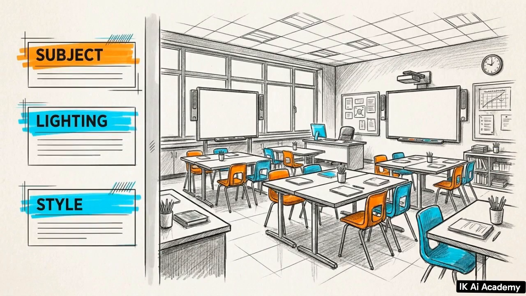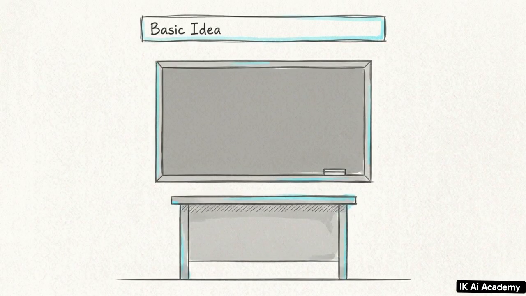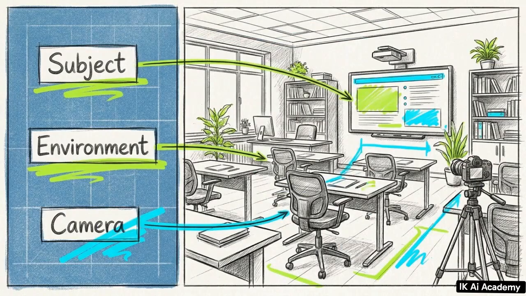AI behaves based on the specificity of your instructions. If you feed the system a basic, unstructured prompt, you get a basic, unpredictable image. To get professional results, we must provide structured directions that control every element of the scene.